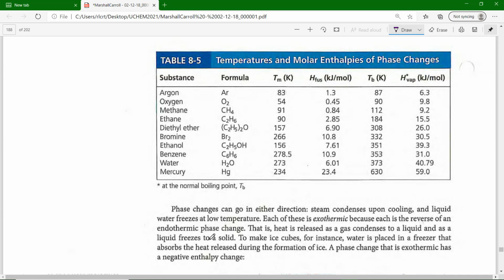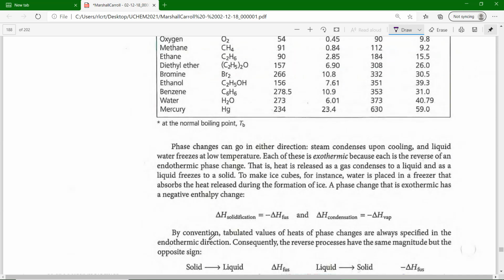And we'll use that. Phase changes can go in either direction. Steam condenses, so that's exothermic, and liquid water freezes. Steam condenses upon cooling. Liquid water freezes at low temperature. Each of these is exothermic because each is the reverse of an endothermic phase change. Heat is released as a gas condenses to a liquid and as a liquid freezes to a solid. To make ice cubes, for instance, water is placed in a freezer that absorbs the heat released during the formation of ice.